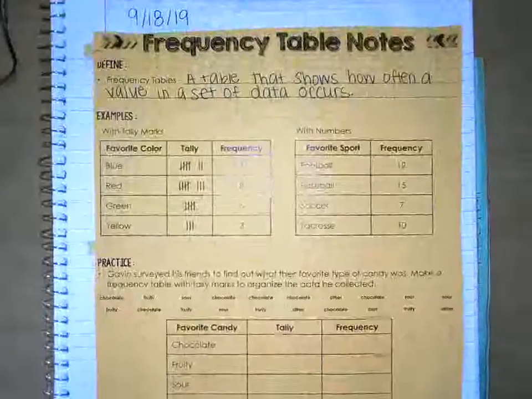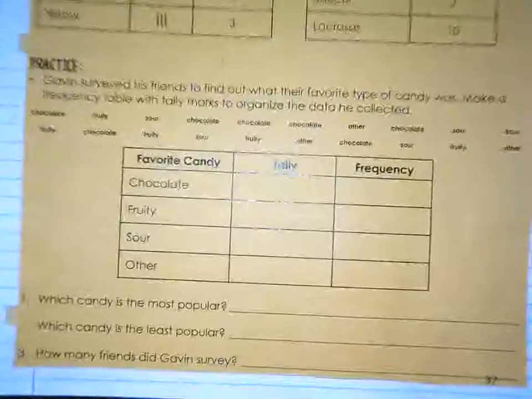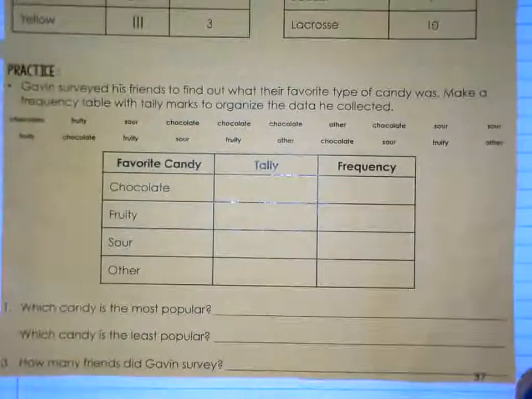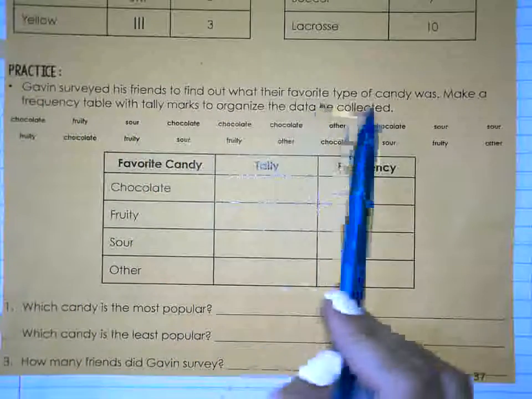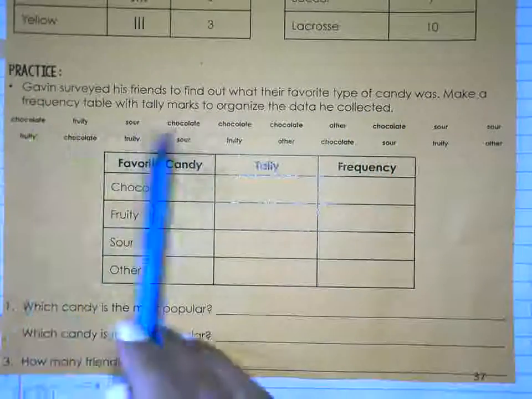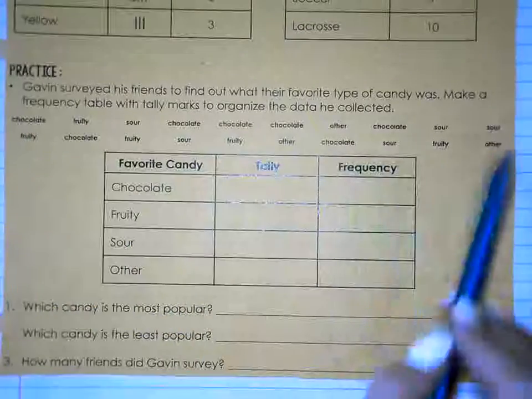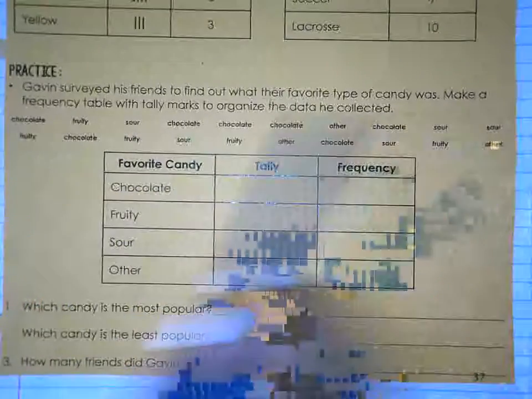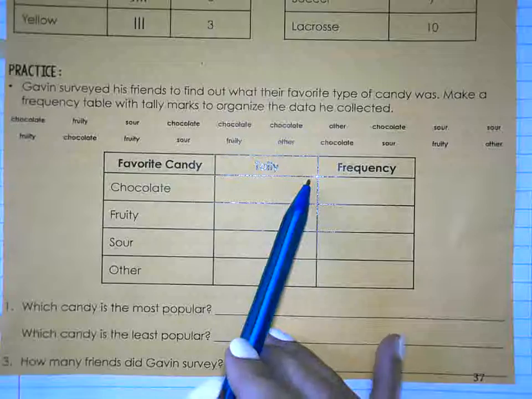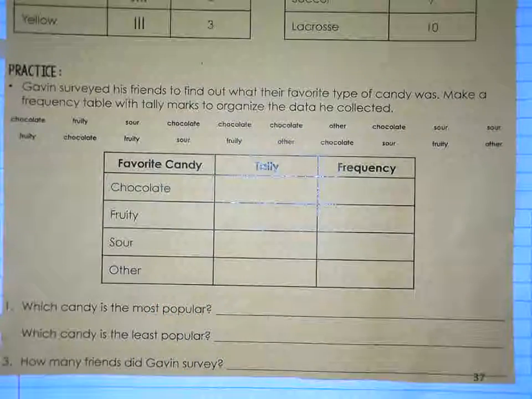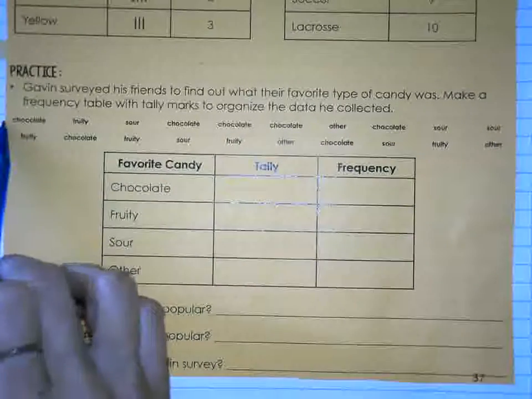So here's a little practice with it. Gavin surveyed his friends to find out what their favorite type of candy was. Make a frequency table with tally marks to organize the data he collected. Here is all of the data he collected, so instead of being listed out like it is, you put it into a frequency table because it's more easily understood. It makes a lot more sense in a table than just written out like this.